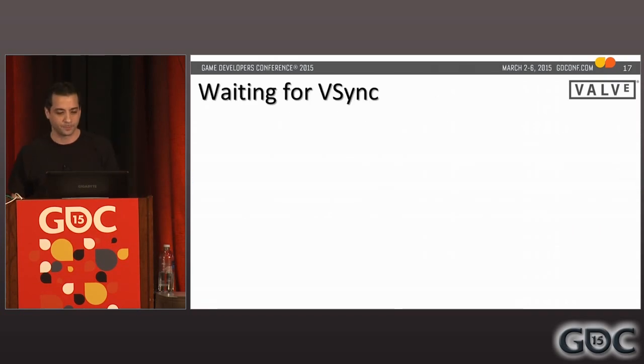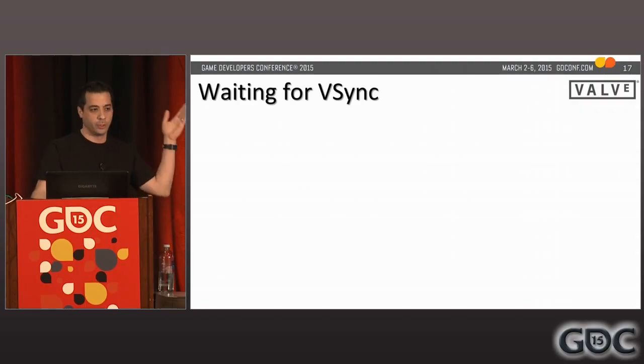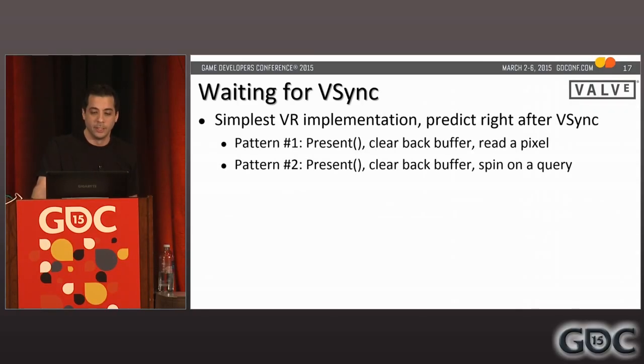Super critical for VR. This all relies on knowing when VSync happens, though, right? In this example, we're basically waiting for VSync to hit, and then we're predicting our poses and submitting to the API, okay? So here's the simplest VR implementation that we know of that we basically can predict right after VSync.